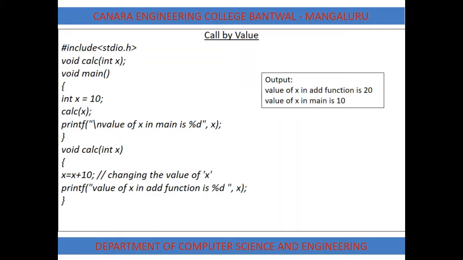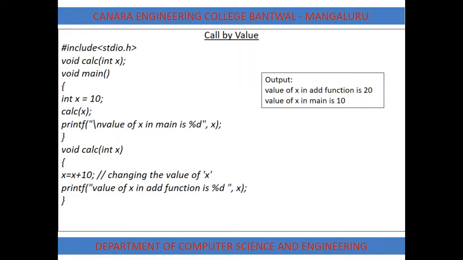Then the control goes back to the main function, since the void calc function execution is over. So control will go back to the calling function. The next line, whatever instruction is given, will be executed. Next line is printf, \n value of x in main is %d, comma x. Here the actual value in the main function will be printed. So the x value will be 10 itself, because I have sent the actual parameters which are copied in the calc function into the formal parameter or formal argument x.